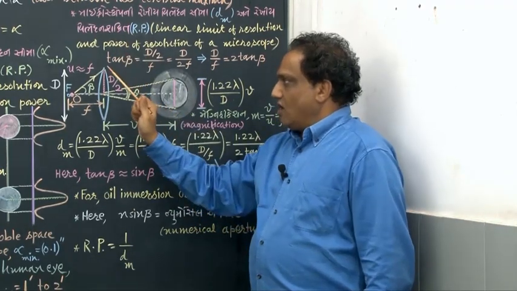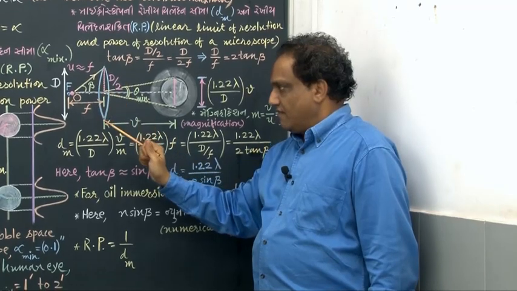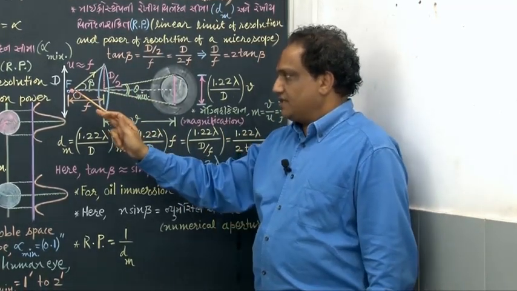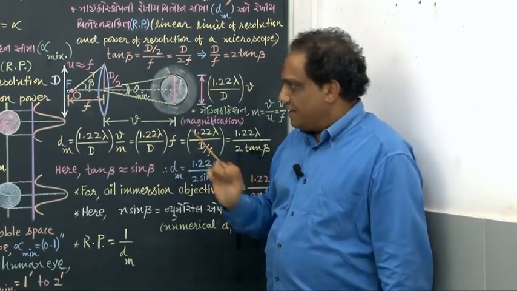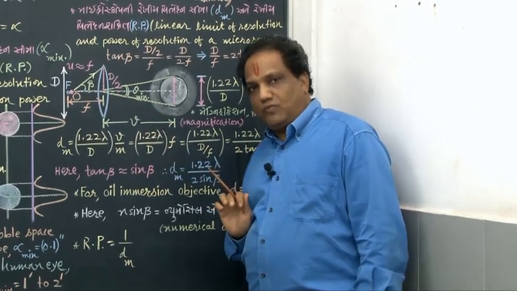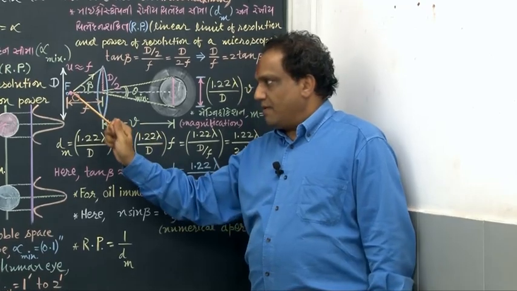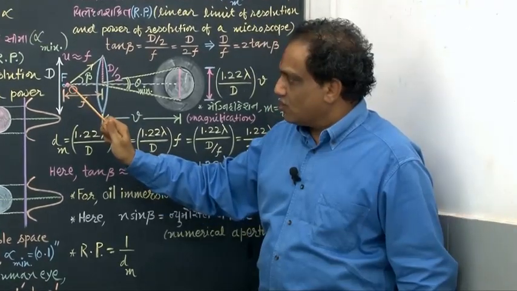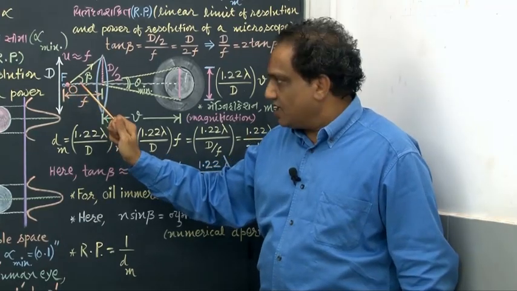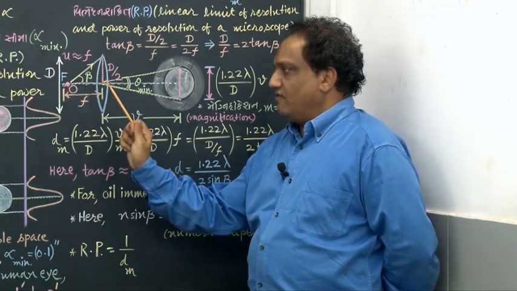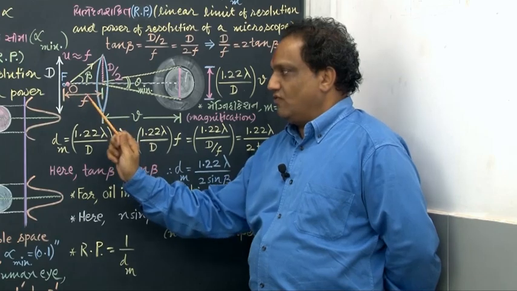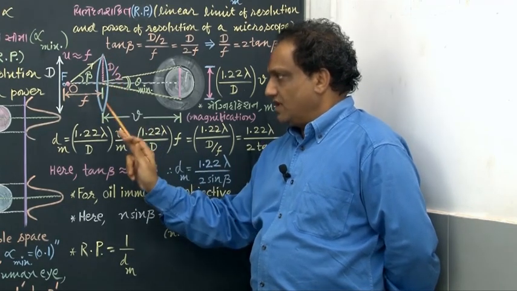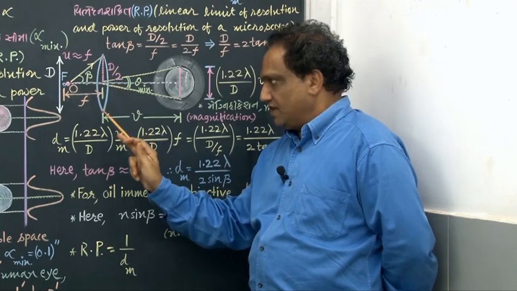Here is the objective of a given microscope, and this is the principal axis. In the case of a microscope, you must have remembered that we place point-like objects very close to the principal focus. So I have shown here a point-like object. Now the distance of the focal point from the optical center is equal to the focal length. From here to here, this distance gives you the diameter of the objective.